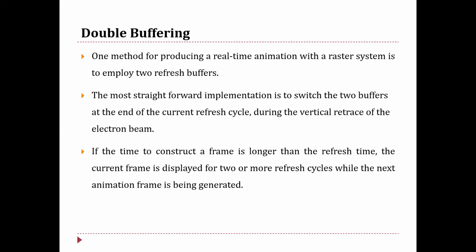One method for producing a real-time animation with a raster system is to employ two refresh buffers instead of one. So that we call double buffering. Here we create a frame for the animation in one of the buffers. Then while the screen is being refreshed from that buffer, we construct the next frame in the other buffer. That means we are constructing the first buffer while the screen is being refreshed in that buffer. Then we move on to the creation of the frame in the next buffer, such that we don't have to waste our time and add a time delay between the creation of the two scenes for us.